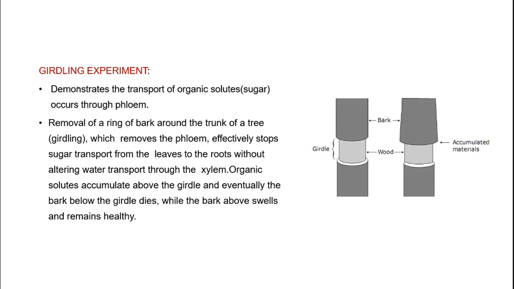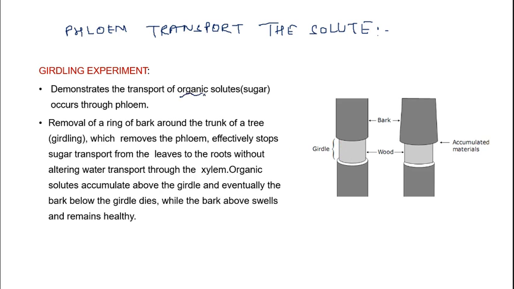Now we need to know about the girdling experiment. This experiment proves that phloem transports food, or the solute. So how was it done? Scientists demonstrated the transport of organic solute through the phloem. They removed a ring of bark from the trunk of a tree. Removing the bark is known as girdling.